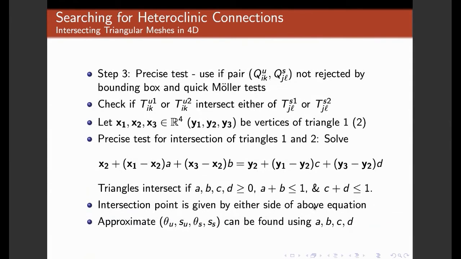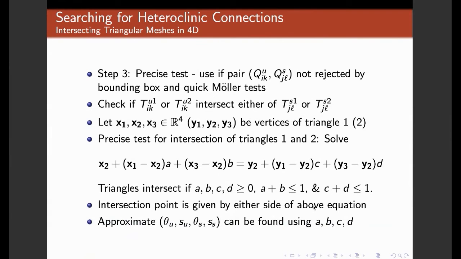Finally, the ones that are not rejected by this Möller test or by bounding box, you need to check whether they do in fact intersect. Now this is just a system of linear equations given in the middle of the slide. These quadrilaterals, of course, are made of triangles, so now we just test triangles against each other.